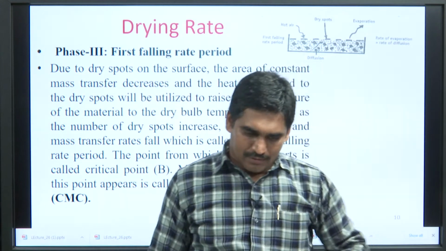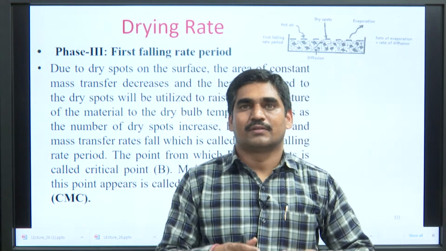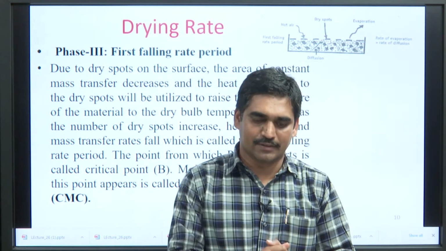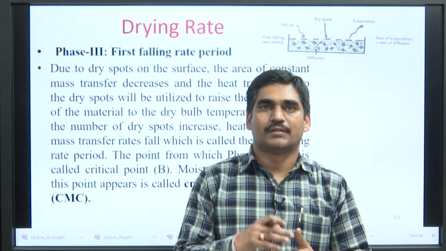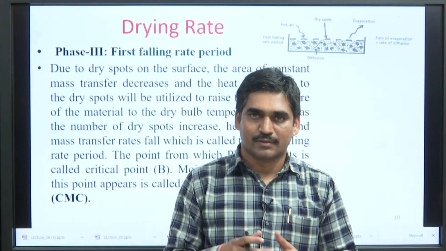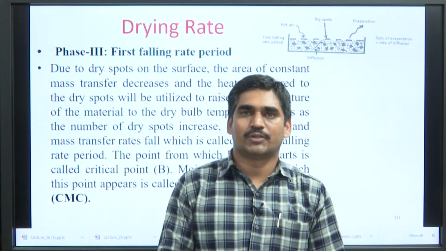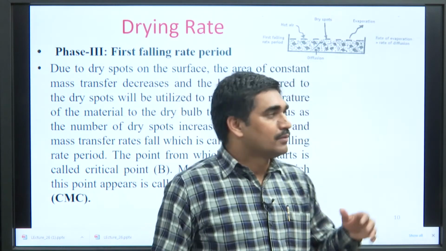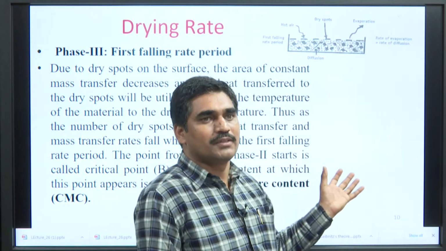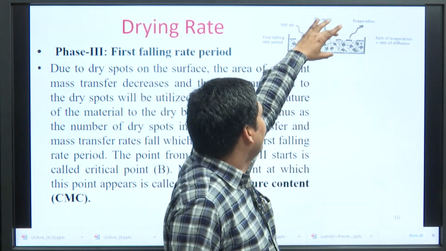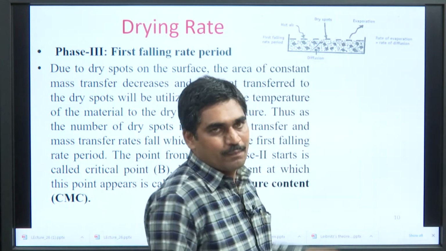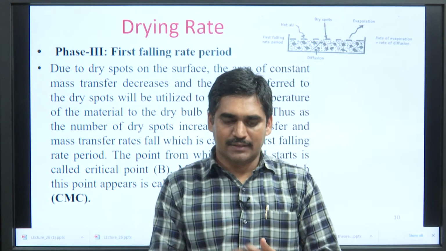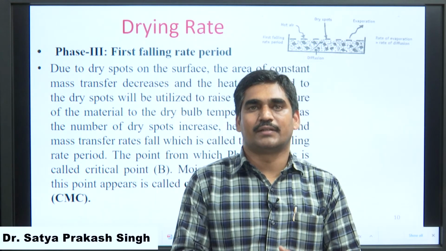Due to dry spots on the surface, the area of constant mass transfer decreases and the heat transferred to the dry spots is utilized to raise the temperature of the material to the dry bulb temperature. As the process proceeds further, the number of dry spots increases. As the number of dry spots increases, the heat transfer and mass transfer rate falls.